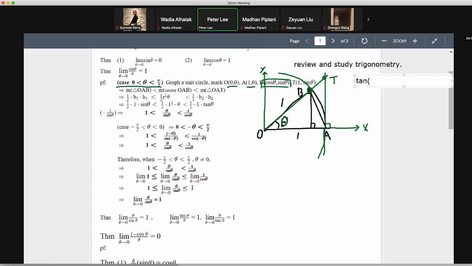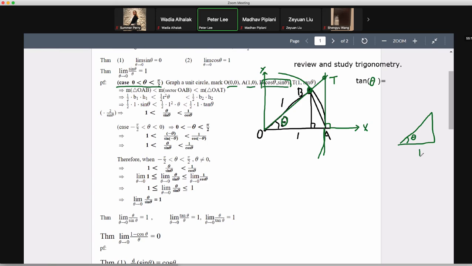What is tangent theta? The tangent theta is equal to this. Tangent theta, this is tangent theta. See, the triangle is right here. When you look at this triangle right here, this is theta.